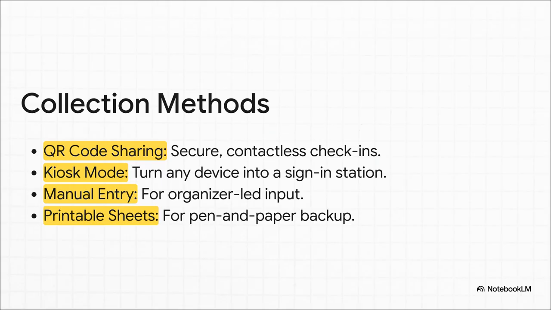And the way you actually collect attendance is super flexible. It's not a one-size-fits-all kind of deal. You can just show a QR code on a screen, perfect for quick, contactless check-ins at big events. Or you could turn a tablet or a laptop into a dedicated sign-in station using kiosk mode. And of course, if you want to do it the old-school way, you can still type in names manually. Oh, and for a fail-safe, you can even print out a physical sign-in sheet as a backup. They've pretty much thought of everything.